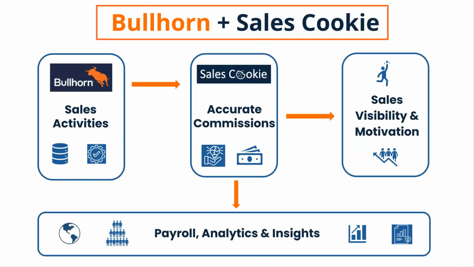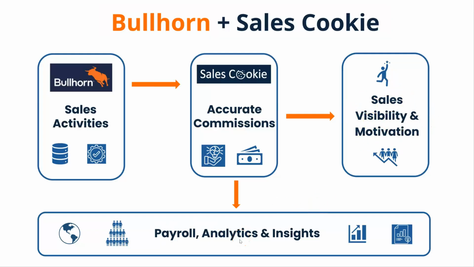Sales Cookie is an AI-powered commission automation platform with a native Bullhorn sync. It uses your Bullhorn data to automatically calculate payouts and generate commission statements for payees. No spreadsheets, no manual work.